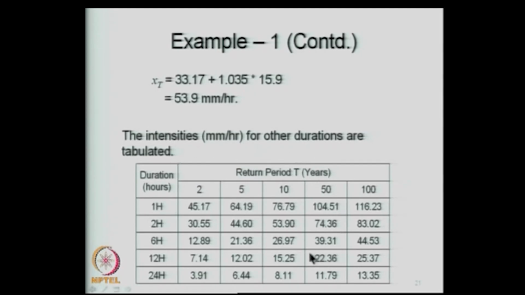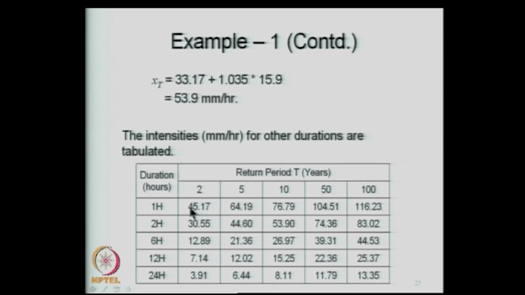What does this table give? This gives in fact the IDF relationship. These are the intensity values, these are the durations, and these are the return periods or the frequencies. So, this table thus gives the complete IDF relationship. Typically, the IDF relationships are shown in the form of curves. You can also observe that for a given duration, as the return period increases, the rainfall intensity increases.